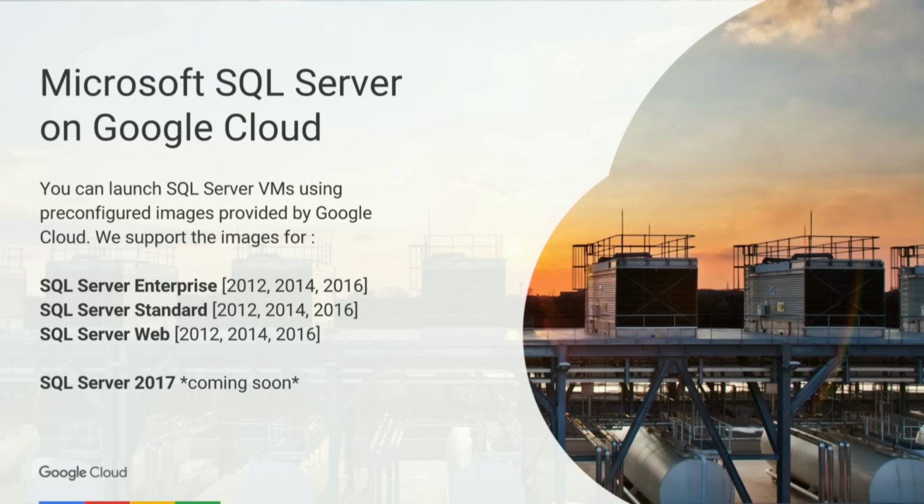Now coming over to SQL Server, the next few slides will focus primarily on SQL Server. So in March, during GCP Next, we went live and GA with our SQL Server Enterprise, Standard and Web images. So you can basically take a pre-configured image and spin up a SQL Server instance on Google Cloud Platform in a matter of minutes. As you can see, we have a number of editions as well as versions supported, and 2017 coming soon. And these images basically have Windows Server and SQL Server pre-installed.